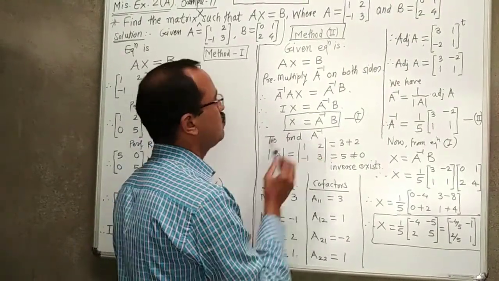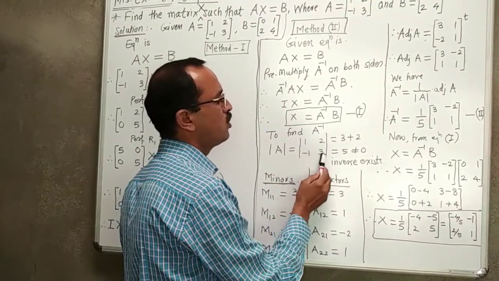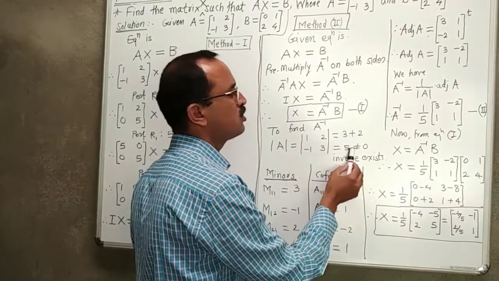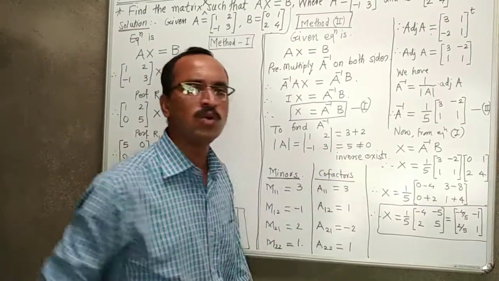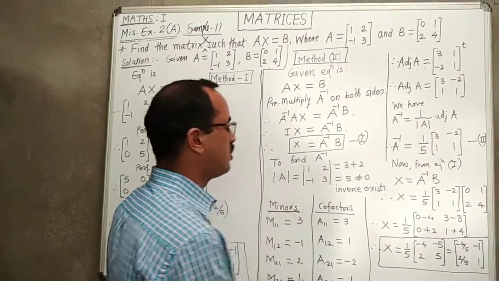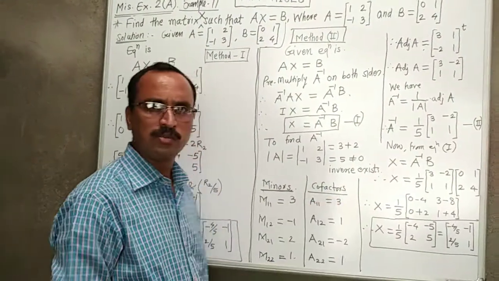Then to find A inverse, first of all we find the determinant of A, that is the determinant of 1 2, minus 1 3, that is equal to 3 minus minus 2, 3 plus 2 is equal to 5, not equal to 0, that is, the inverse exists. We use here the adjoint method. So first of all we find the minors and we write the cofactors directly.